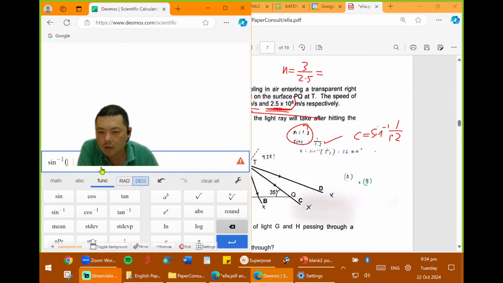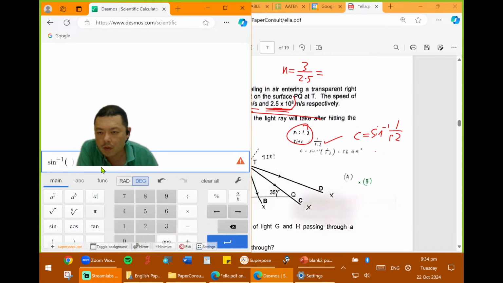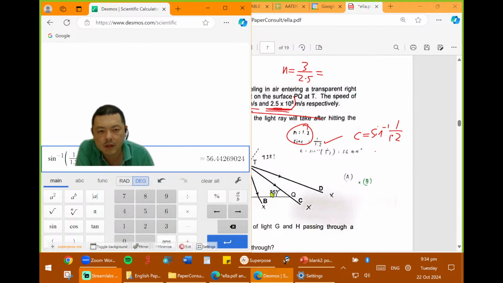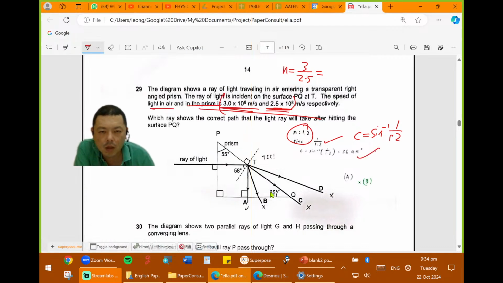Sine inverse of 1 divided by 1.2, that's 56.4. Okay, this is correct also. And then, you know your TIR. Yes, your TIR. If it's TIR, it's reflection. If this is 58 degrees, then the other angle is also 58.